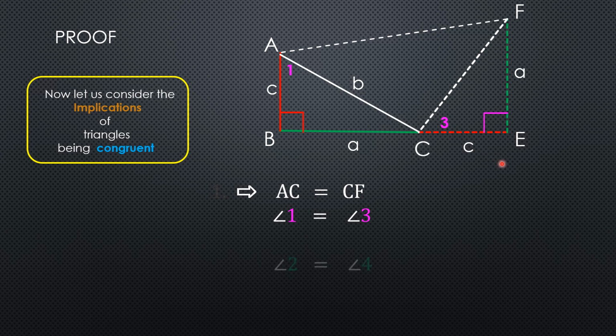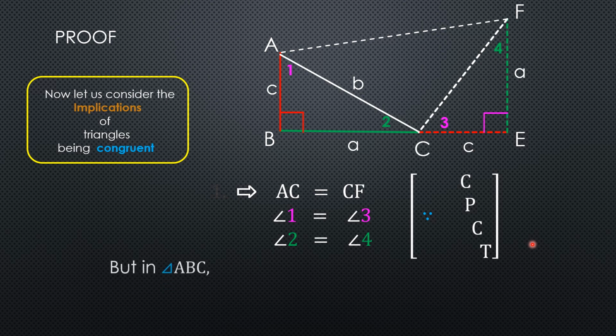And the third implication is angle 2 is equal to angle 4. Look at the figure. This is angle number 2. This is angle number 4. These two angles are also equal. Do you know the reason? Yes, because they are the corresponding parts of congruent triangles. Okay, so these are our implications now.